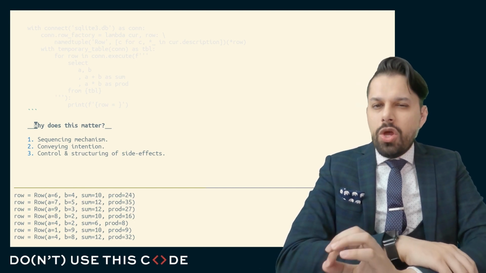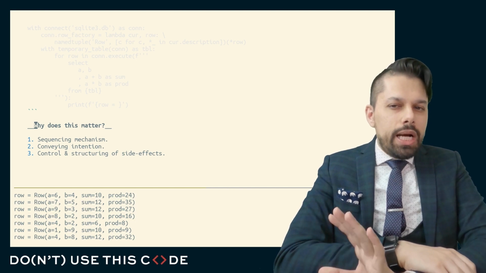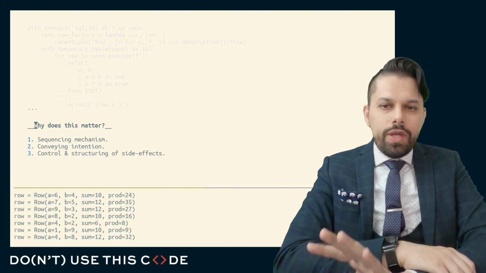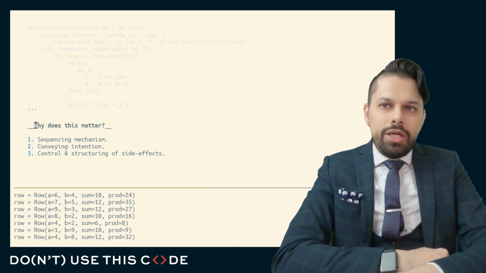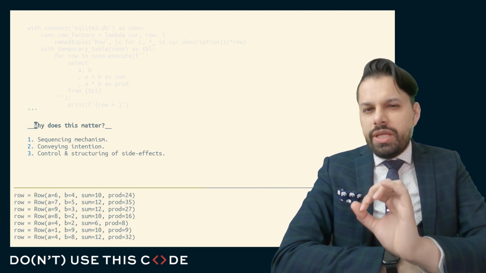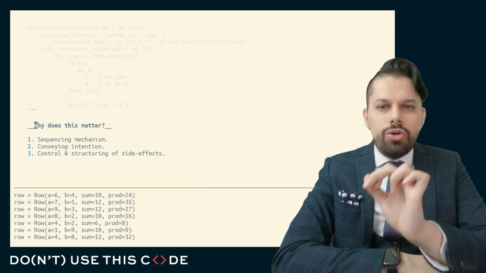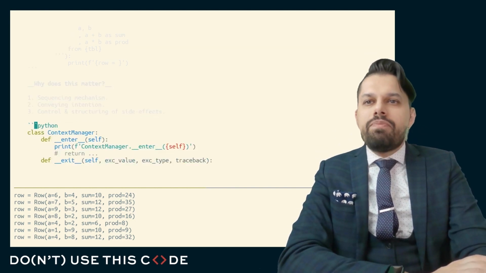First perspective is we should look at a context manager and consider it to be a sequencing mechanism, one of a couple of different sequencing mechanisms that we have access to in Python. Second, we should think of context managers within the larger scope of how we convey intentionality in our program. And third, we should think about how context managers encourage us strongly to structure our code so that we can manageably deal with side effects. Let me show you what I mean by that.